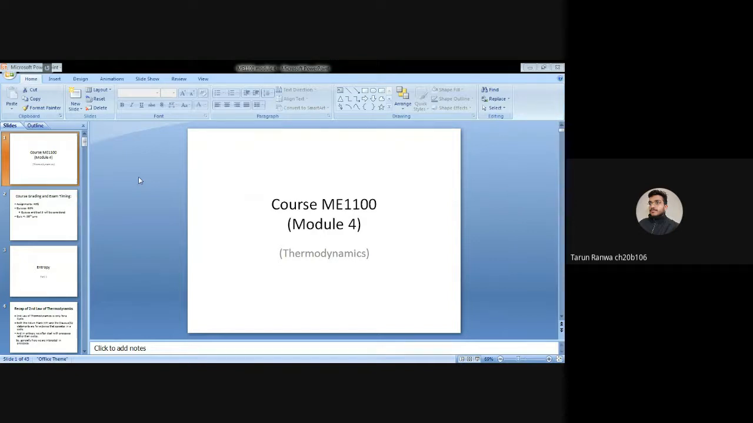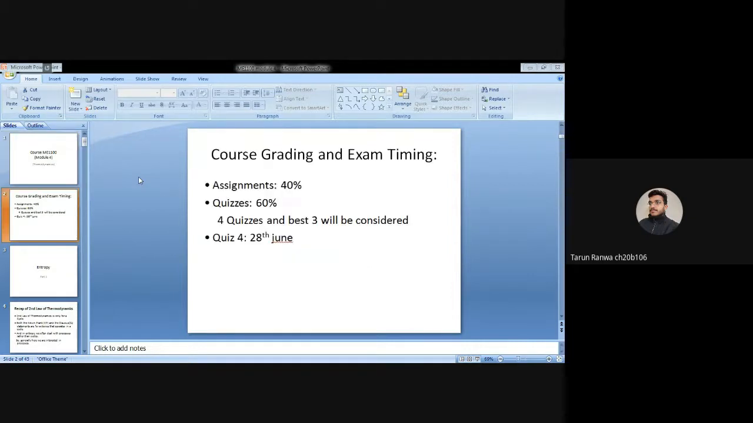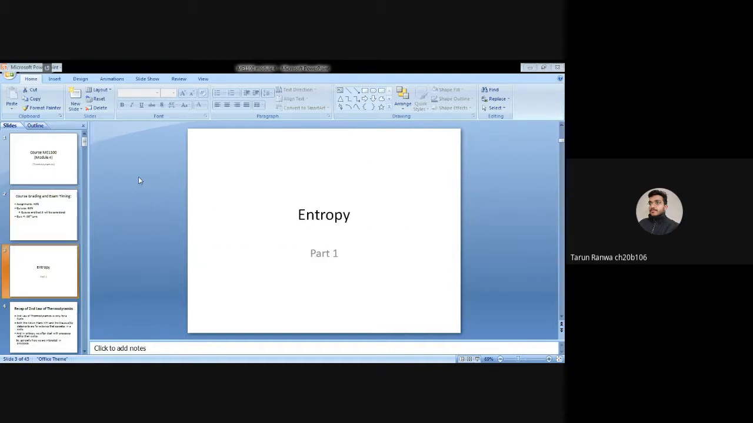Now we are going to discuss the fourth module of course ME1100. This is the course grading and exam timing. The fourth quiz is on 28th June, and I have divided this module into two parts. The first part is entropy and the second part is thermodynamic cycles. Let's discuss the first part.